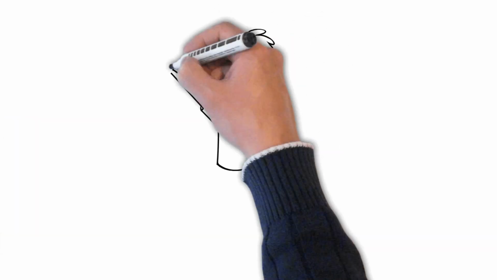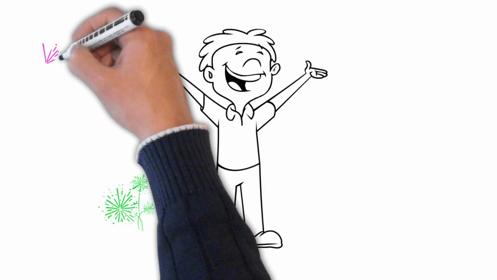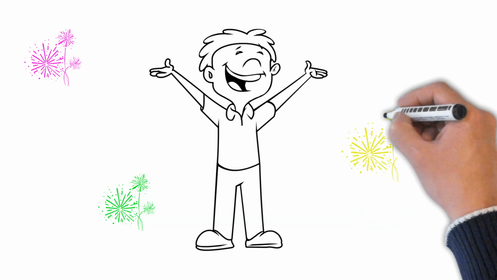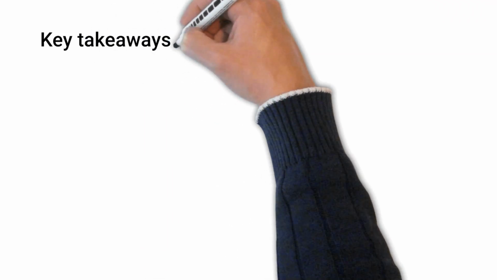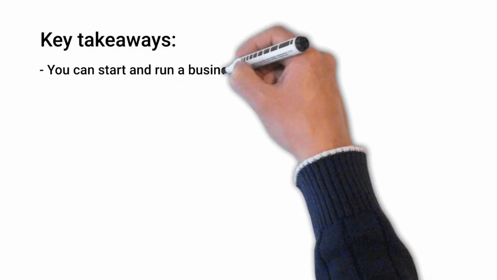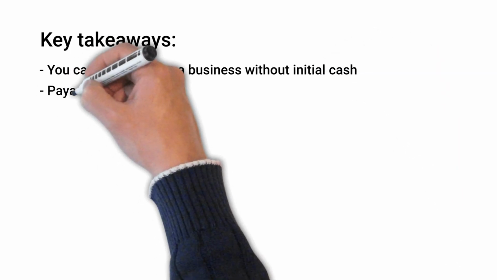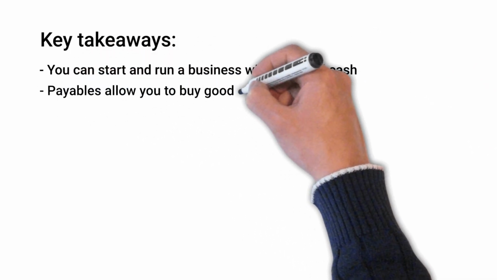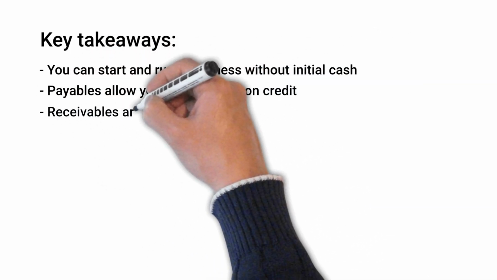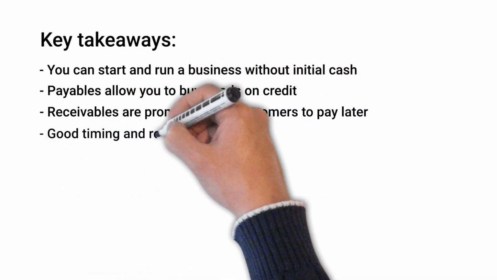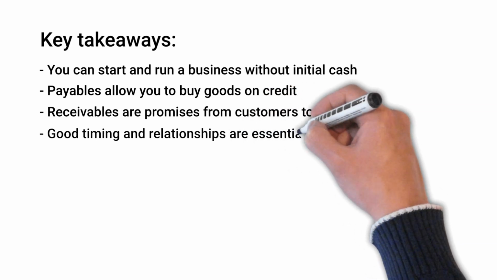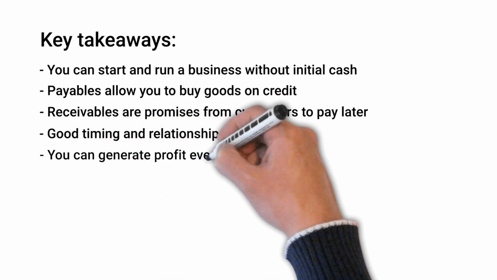Cool guys! We have achieved quite an accomplishment today, even touching base on profits and working capital. Let's wrap up our third lesson. Our takeaways are: you can start and run a business without initial cash. Payables allow you to buy goods on credit. Receivables are promises from customers to pay later. Good timing and relationships are essential. You can generate profit even with zero upfront investment.